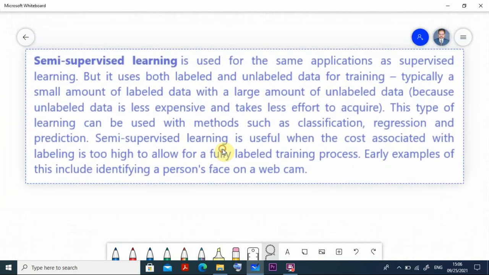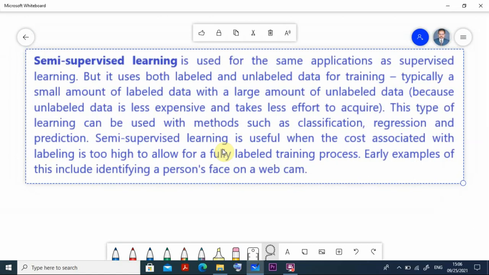Yeah, you can see. Semi-supervised learning is used for the same applications as supervised learning, but it uses both labeled and unlabeled data for training, right? For training purposes, we can use both labeled data as well as unlabeled data. Now you can understand what is labeled and what is unlabeled. And typically a small amount of labeled data with a large amount of unlabeled data, because unlabeled data is less expensive and takes less effort to acquire. You got it now? That is the main reason. So that means we can easily acquire this unlabeled data, but labeled data is a little expensive.